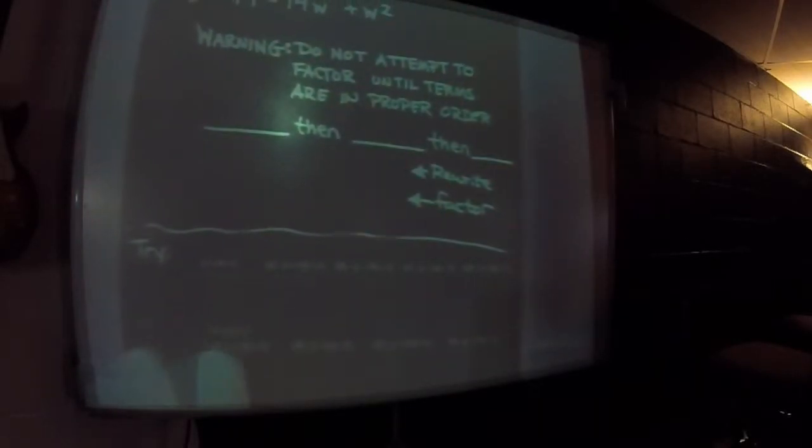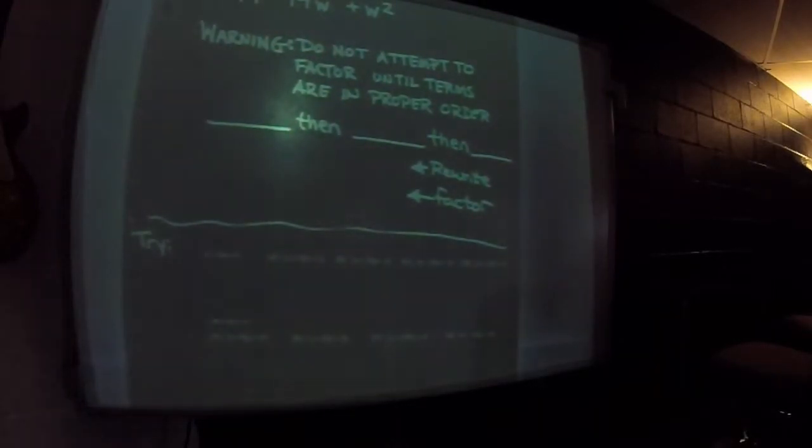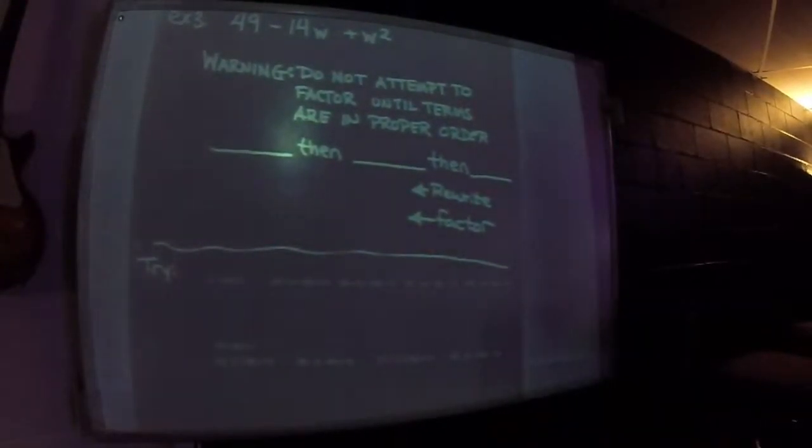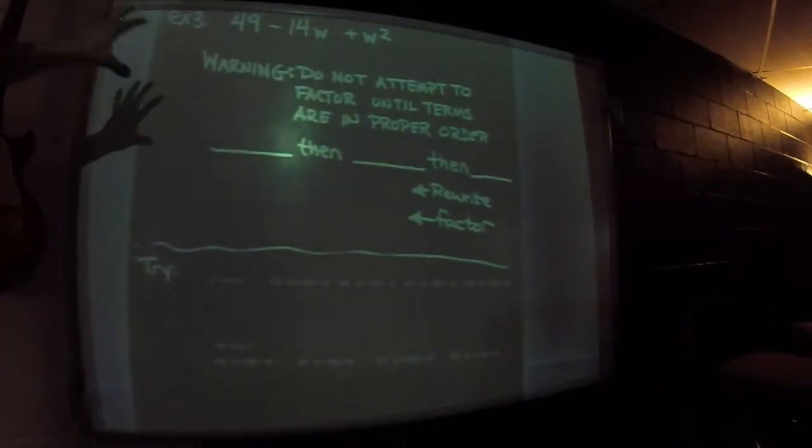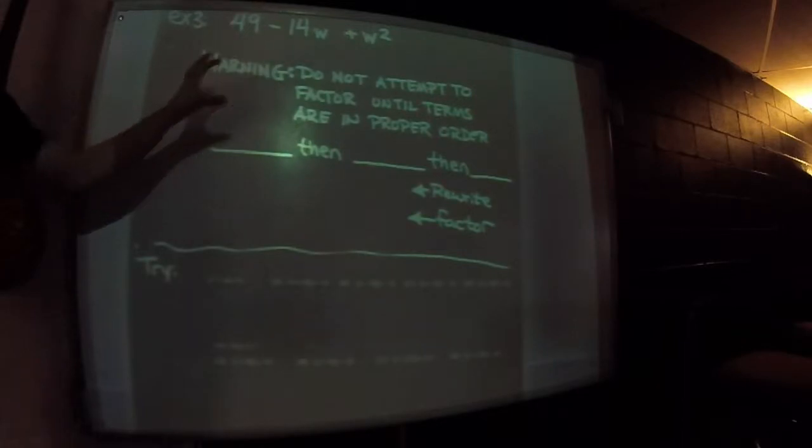Right. All right, last here. Let's look at example 3. We got 49 minus 14w plus w squared. Don't attempt to factor this. Why? Not yet. What's wrong with this one compared to what you've been looking at? Terms aren't in proper order. It's not in order. What we want first is the squared piece first. So don't attempt to factor it until you've got it in the right order.